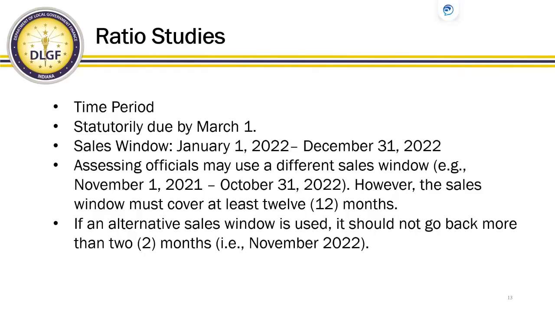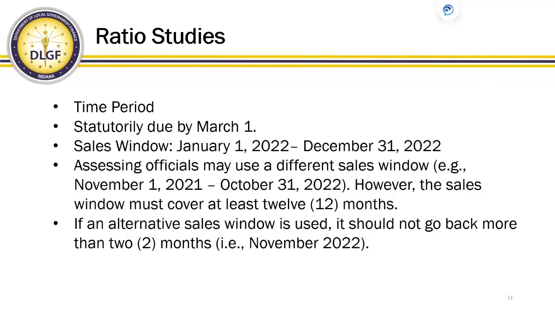The key is it must cover at least 12 months. And if you do use an alternative time frame, we have internally decided it should not go back more than 2 months. In other words, it should not have any year's worth of sales prior to November 2022 as far as the full year length.